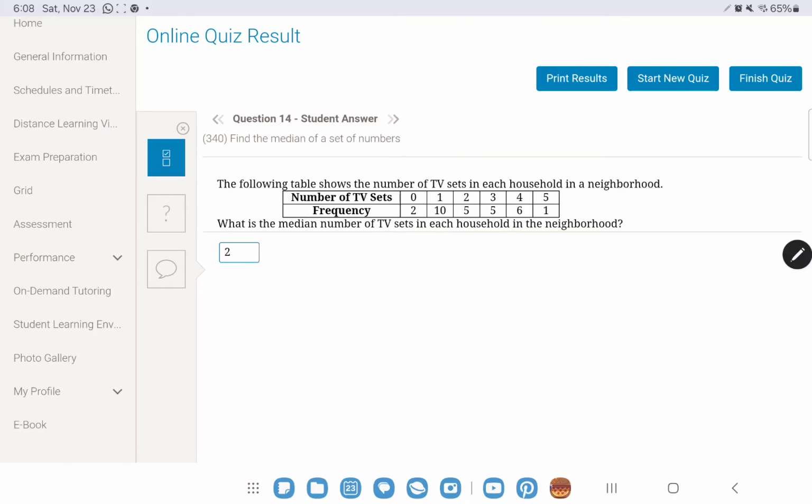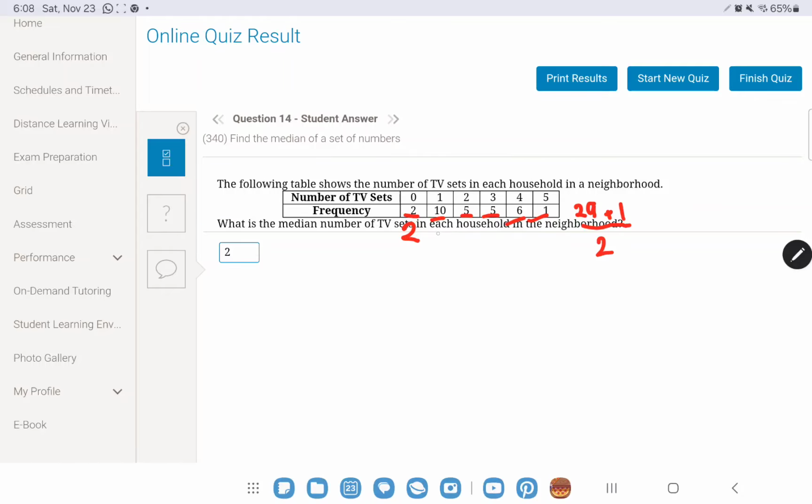Here they want the median. What do we do in median? We find the cumulative frequency. So you add 2 plus 10 plus 5 plus 5 plus 6 plus 1. When you add them, you're gonna get 29. Since it's a number less than 50, 29 plus 1, you're gonna get 30. Divide by 2. So then 15. So you look for the 15th position.